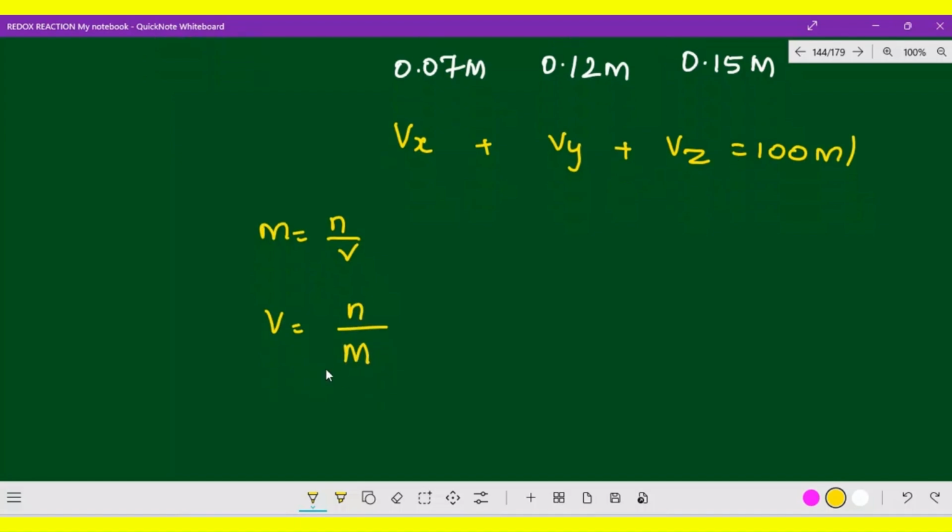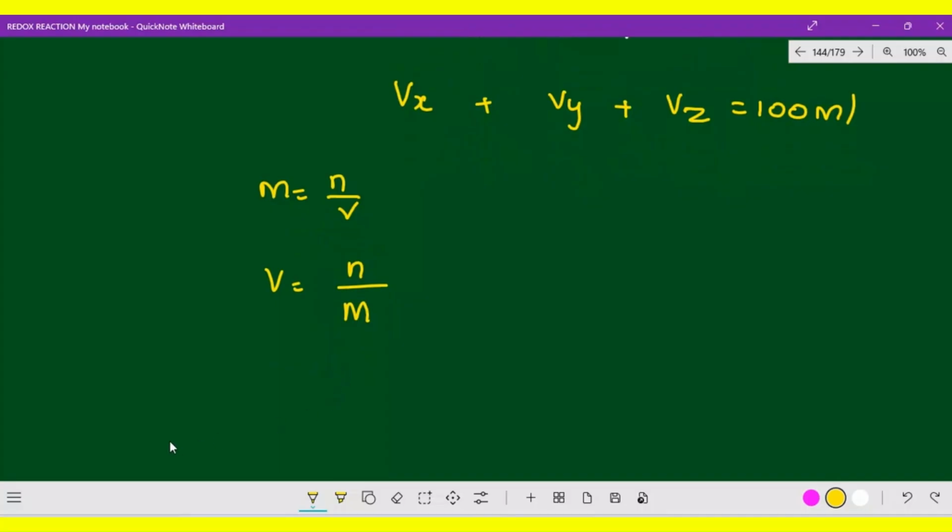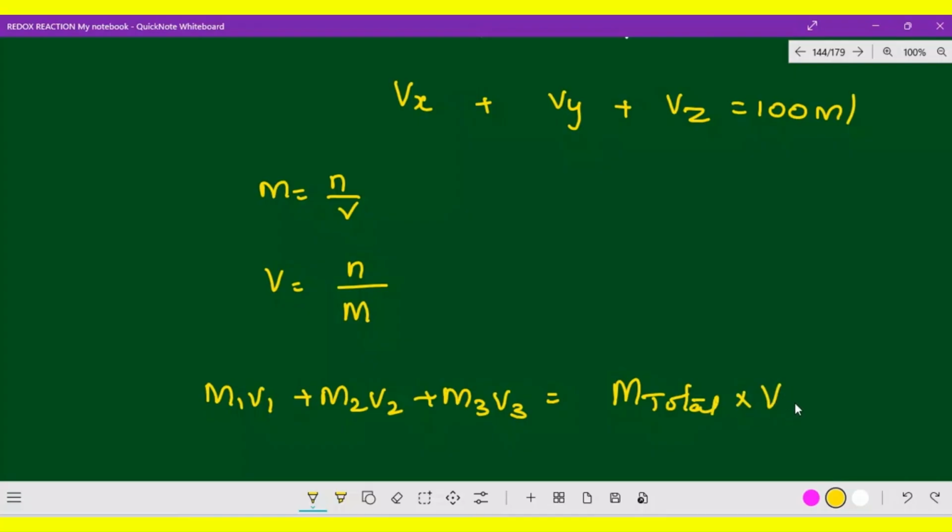Now this is actually a mixed solution. So for a mixed solution we can use one more formula, because for X, Y, Z we can identify M1, M2, M3 as the molarities of X, Y, Z. That means M1 V1 plus M2 V2 plus M3 V3 equal to M total into V total. This is the formula. Combined together, the mix of X, Y, Z gives you 100 ml.